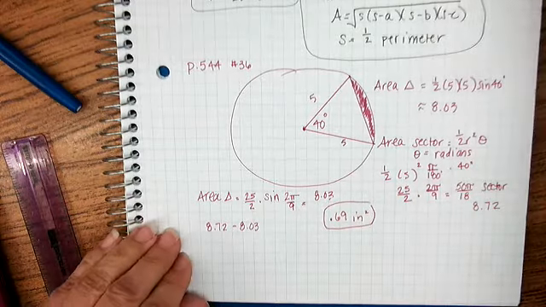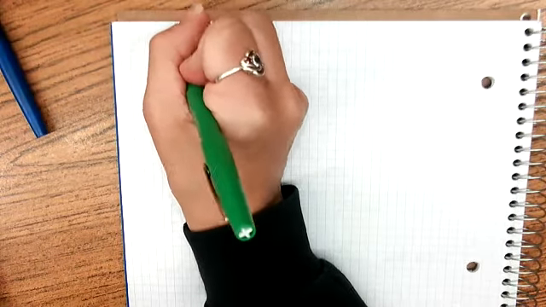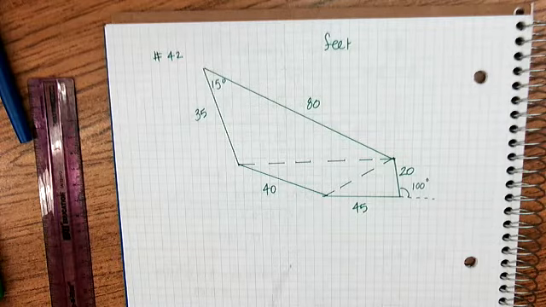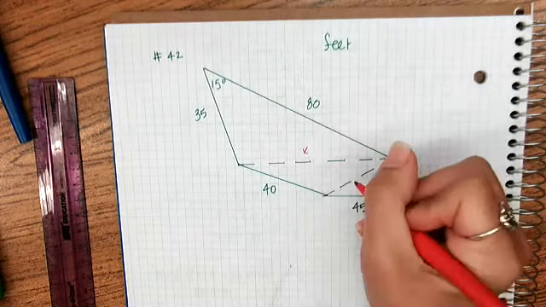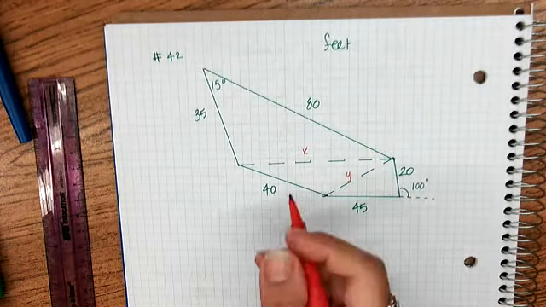Let's do one more that involves Heron's formula. That was rough. Sorry about that. All right, we're going to do number 42, which is the area of a lake. So I would stop the video at this point and draw the picture. Here we go. I'm going to start by finding, let me just label these X, Y. Okay, so I'm going to find X.